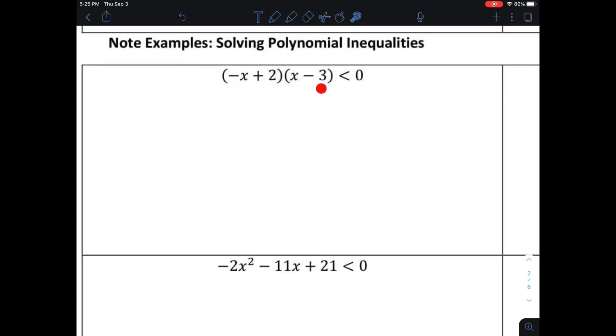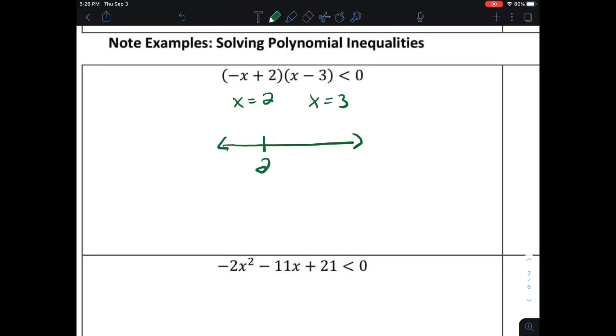And so I have this left side factored for the first one. The right side has to be 0. And what I'm going to do is find the zeros of these two factors. So I have a 0 of 2 for the first factor, and I have a 0 of 3 for the second factor. And since we have an inequality, we need to find the set of all numbers that will keep that left-hand side less than 0. So I'm going to do a sign test.